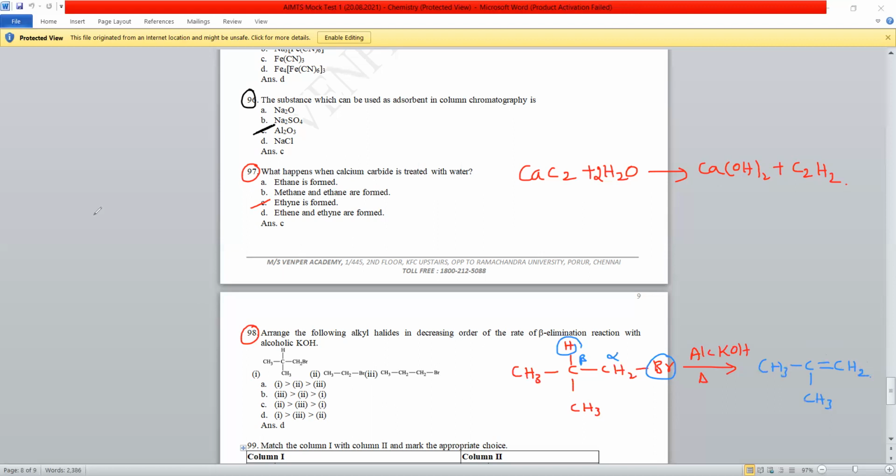Option 2 is CH3CH2Br. On elimination with KOH we get CH2=CH2, ethene. And option 3, students, we can check here CH3CH2CH2Br. What is the name of this? 1-bromopropane. Remove the HBr, students, and we get CH3CH=CH2.